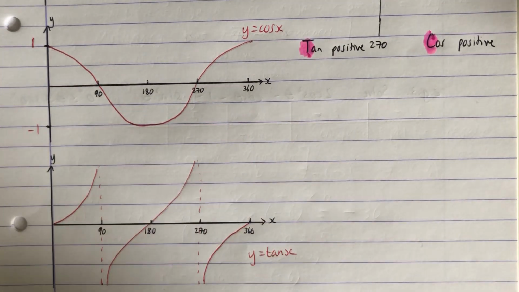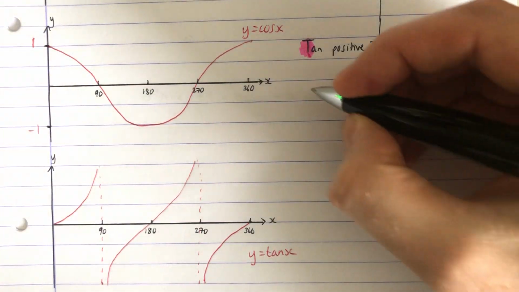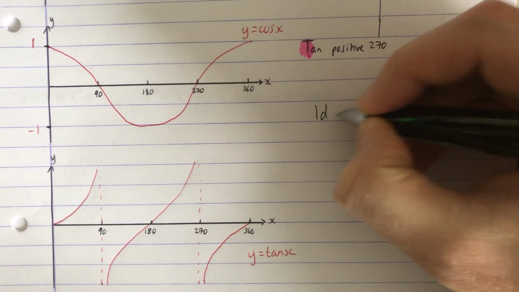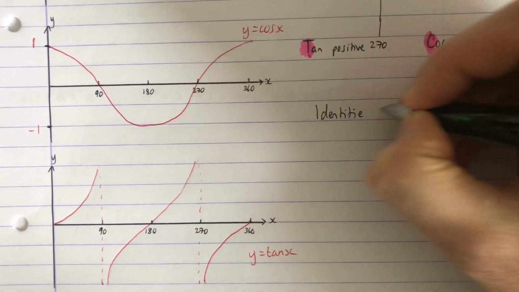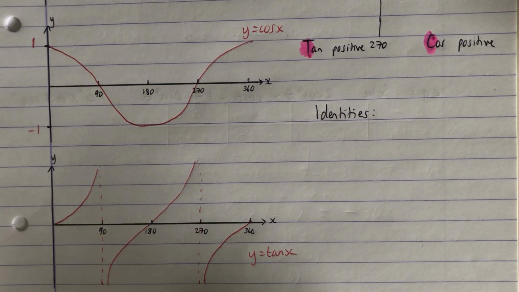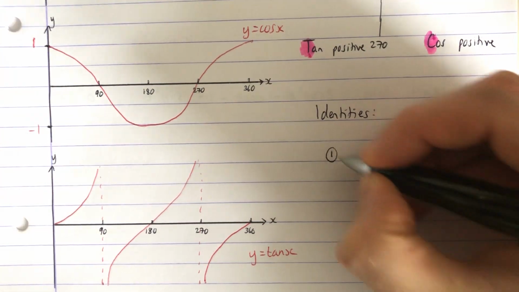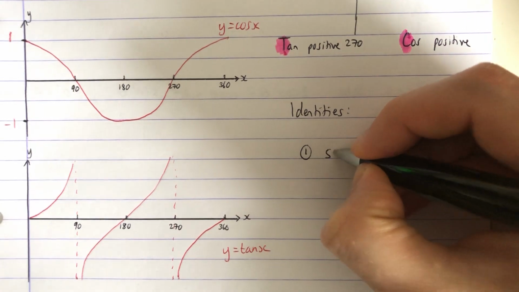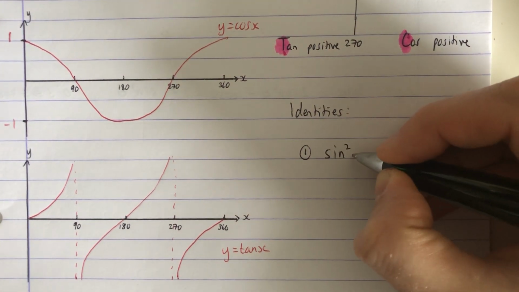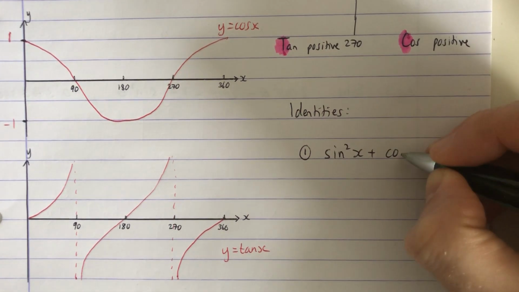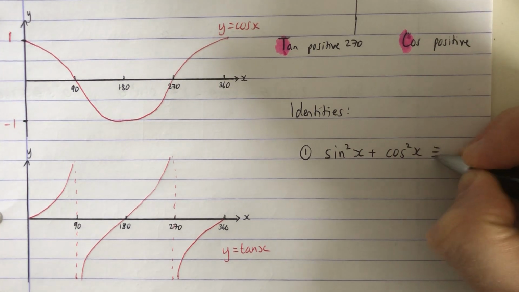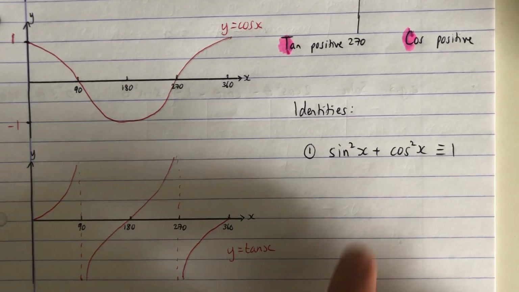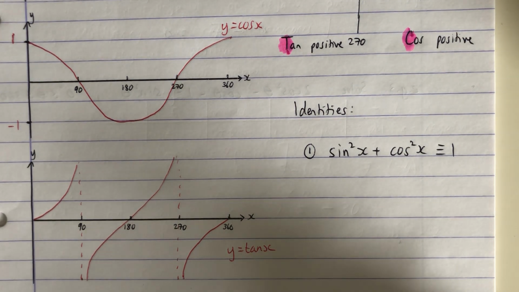And then the main thing, which is brand new, is some identities. There are two identities you need to know. The first one is called the Pythagorean identity, which is sine squared x plus cos squared x is identical to 1, which means if I picked a random value of x and substituted it into this identity, it would always be equal to 1.